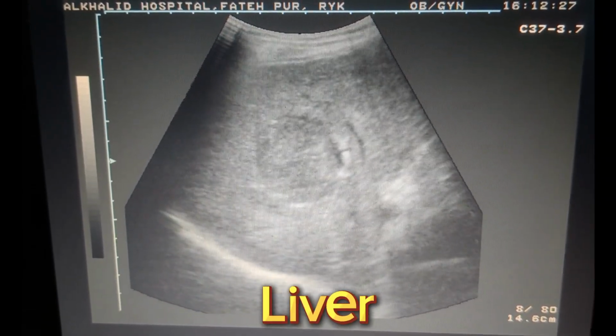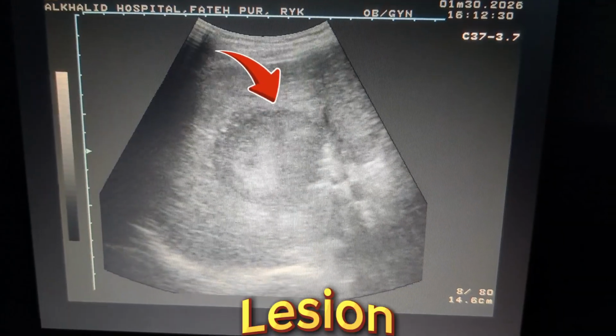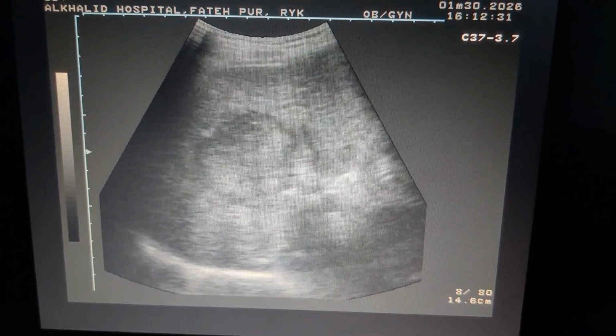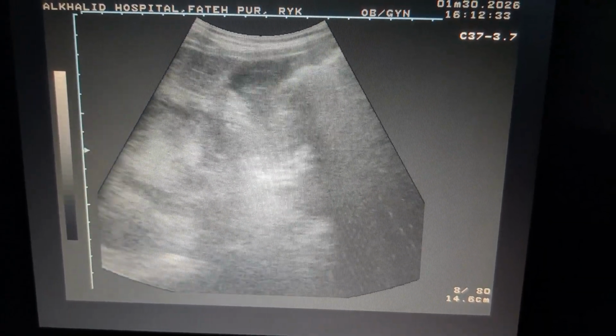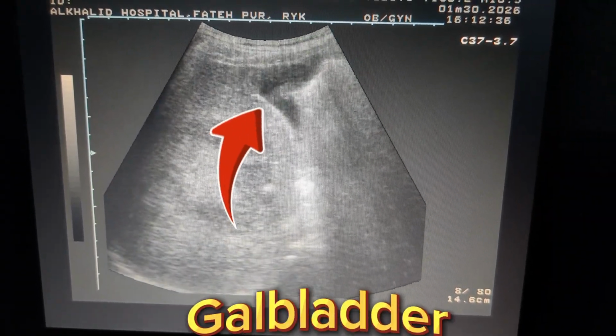This video contains the ultrasound scans of two different patients, both having liver masses. This is the scan of the first patient.